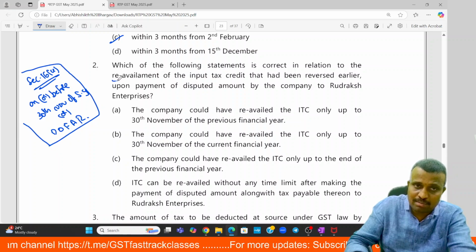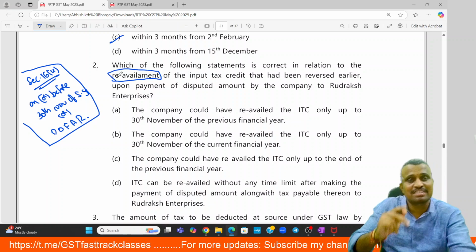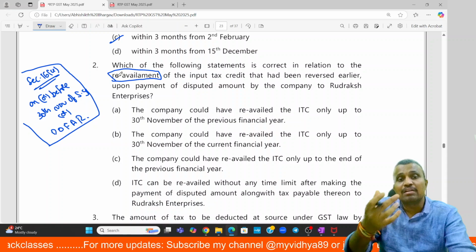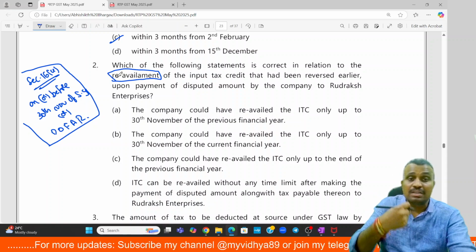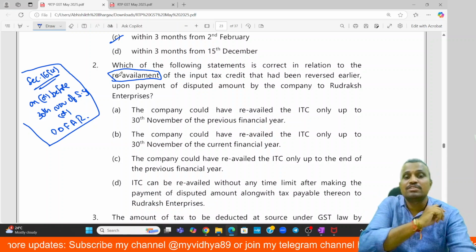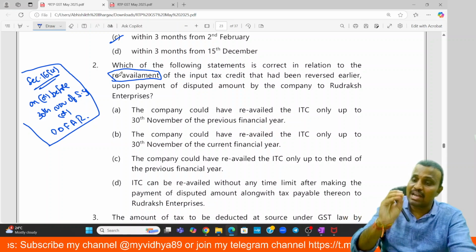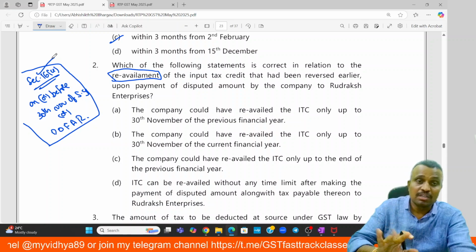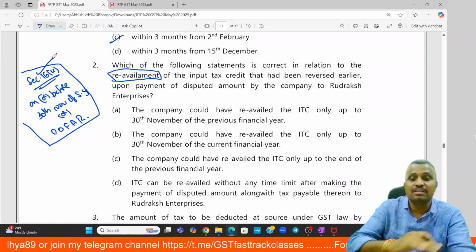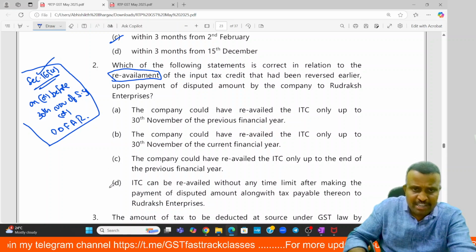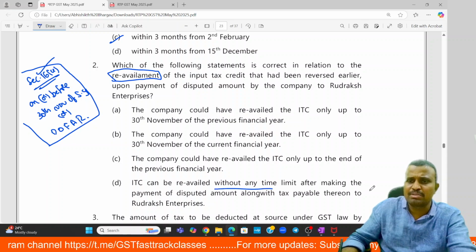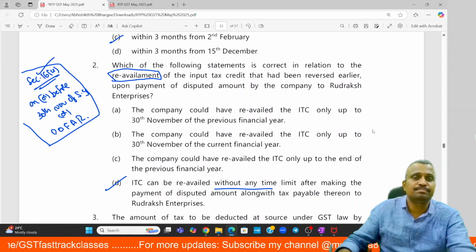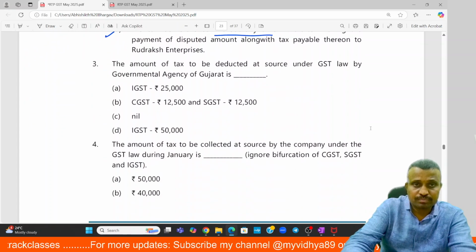But here the question is asking about the re-availment of input tax credit. They already reversed that input tax credit, and after that they wanted to reclaim it. In case of re-availment, there is no time limit. In case of claiming of input tax credit, the time limit is stated by section 16(4). But in case of re-availment, there is no time limit. So ITC can be re-availed without any time limit after making the payment of the disputed amount. So the answer is D. Okay. Next.